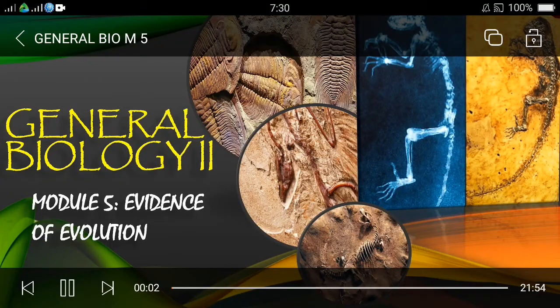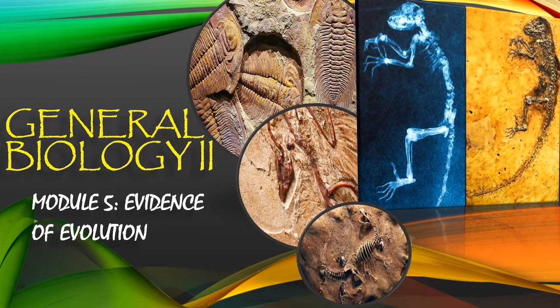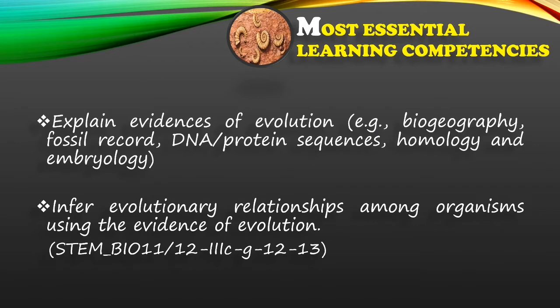Module 5, Evidence of Evolution. For Module 5, these are our most essential learning competencies: explain evidences of evolution, including biogeography, fossil record, DNA protein sequences, homology, and embryology, and infer evolutionary relationship among organisms using the evidence of evolution.